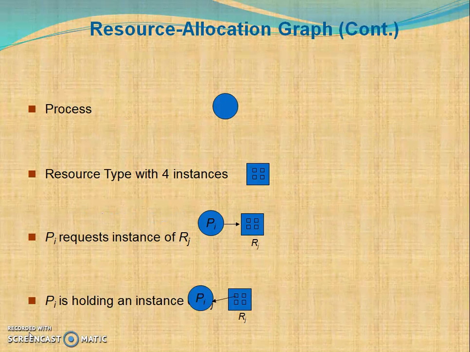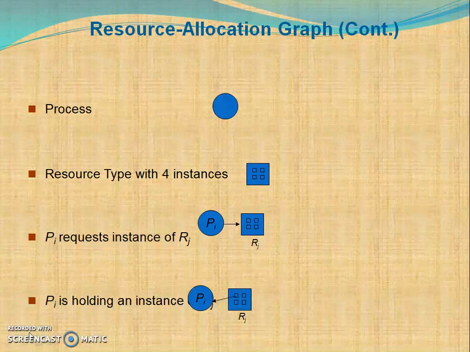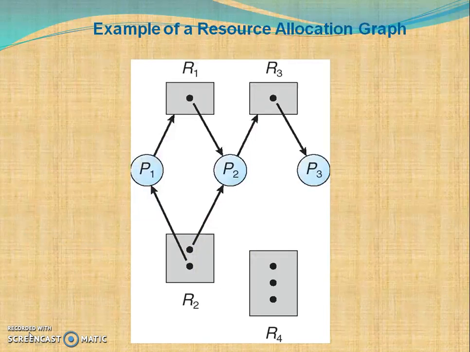Resource allocation graph consists of the following symbols. A process is denoted by a circle. A resource type with 4 instances is denoted by a square with 4 dots inside it. Pi requests an instance of Rj. Pi is holding an instance. So this is an example of a resource allocation graph.